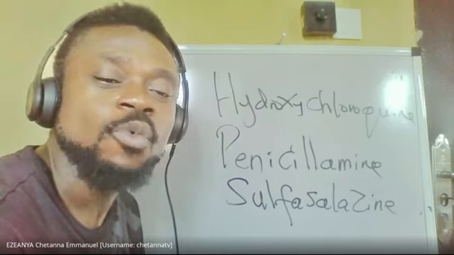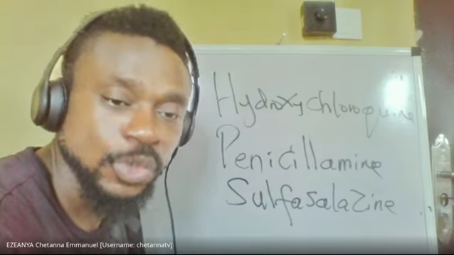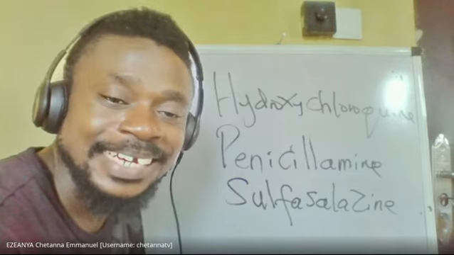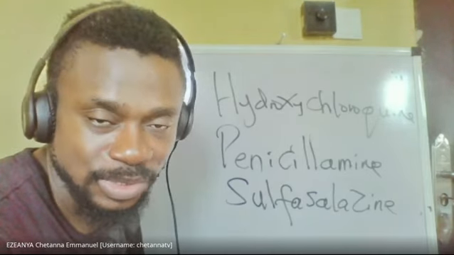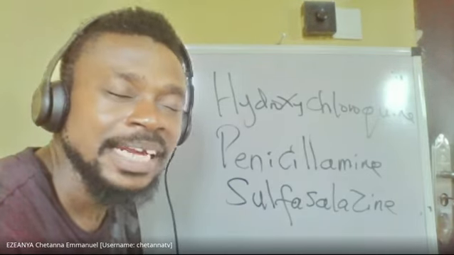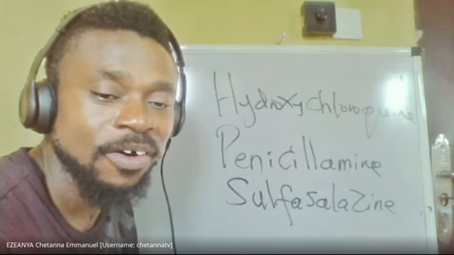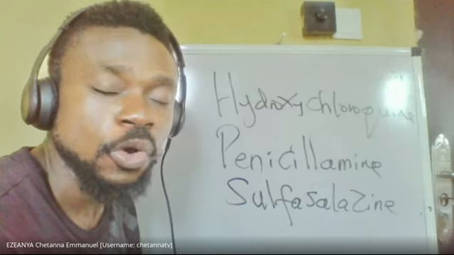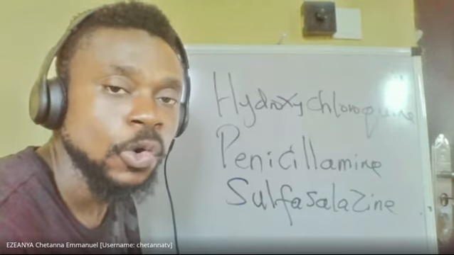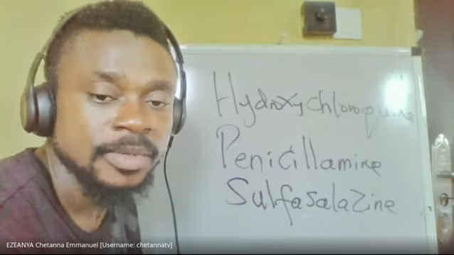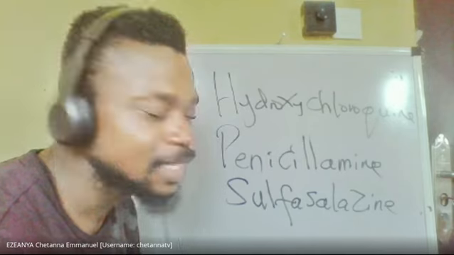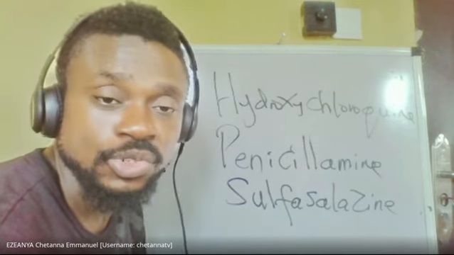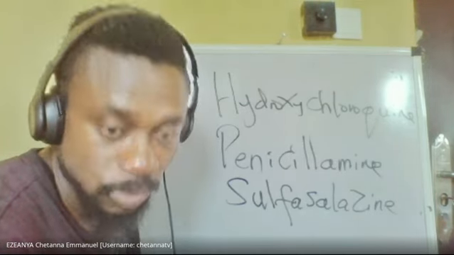Now, when should we not use them? In renal disease. Patients with renal disease should not use them. And also patients that have a history of gold toxicity. Then pregnancy: a pregnant woman, irrespective of the trimester, should not use these drugs.